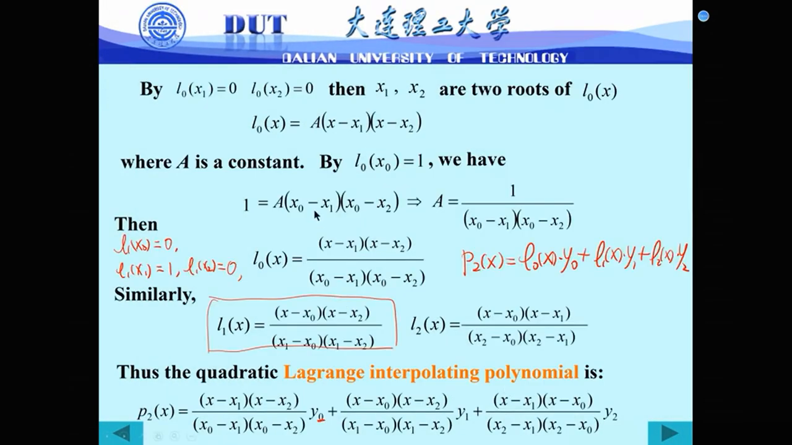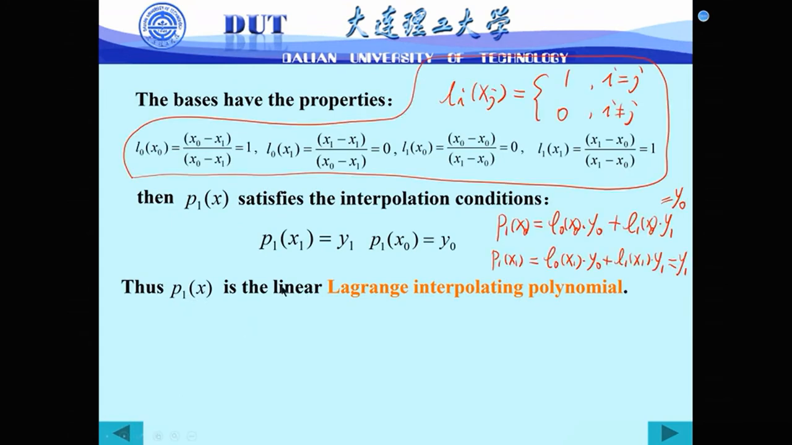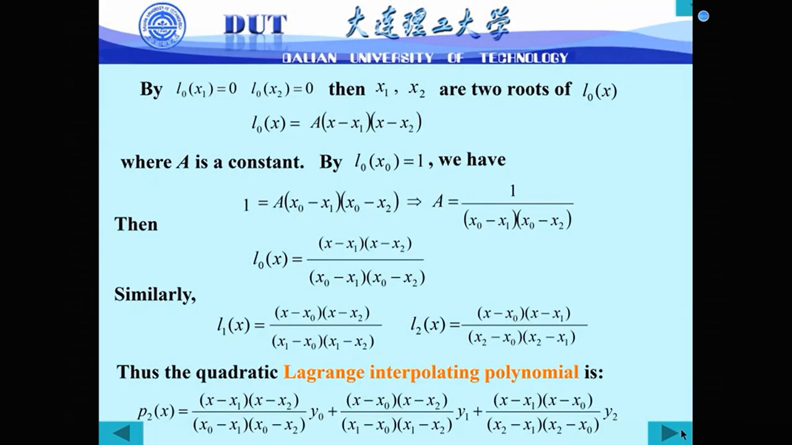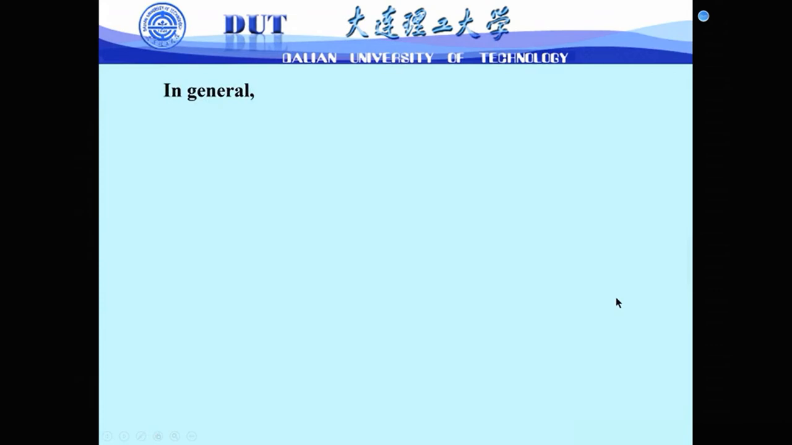Now I showed you the two-sample case: when n equals 1, we obtain L0 and L1. The two bases satisfy these properties, right? And for n equal to 2, we know the three bases satisfy this property again. You see, the same properties. So next, we can consider the general case.